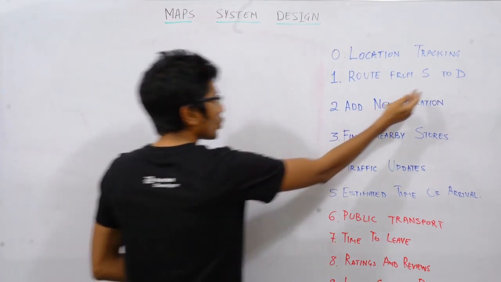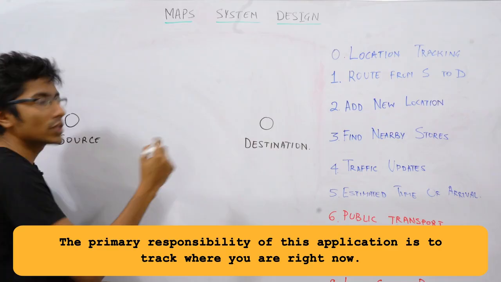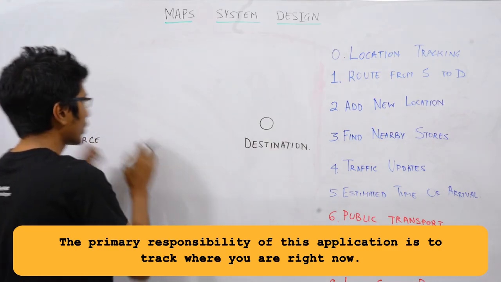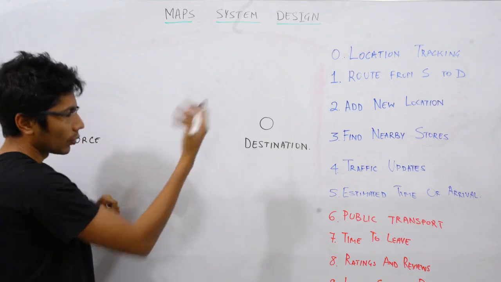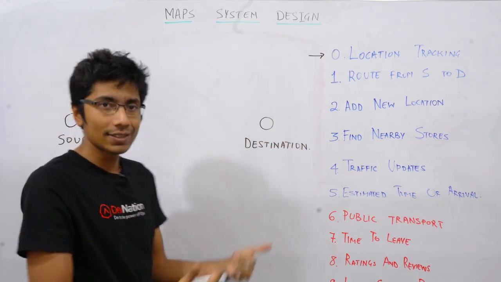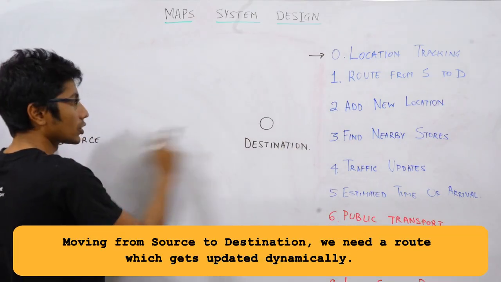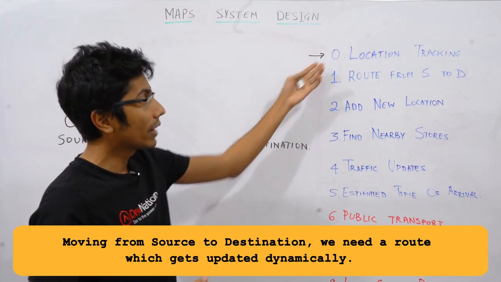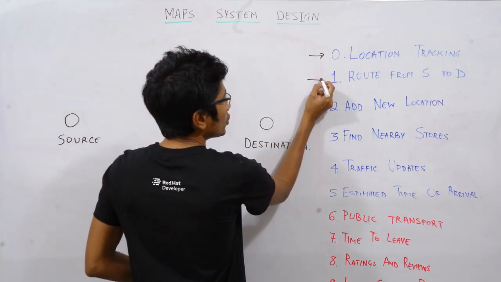So if you have a source and a destination, the primary responsibility of this application is to track where you are right now. When you're starting from a source, you want to go to a destination. Whatever route you choose, we will be able to track your location and provide you the best updates right now. The second thing is, initially moving from source to destination, we want a route. And also while we continue on our route, we want our route updated. So a route from source to destination.